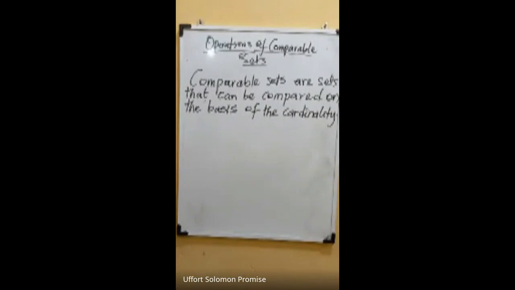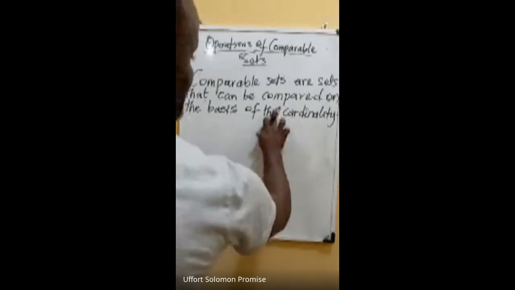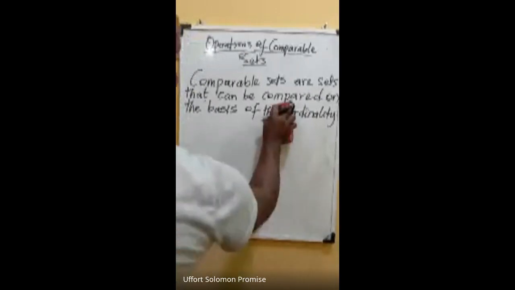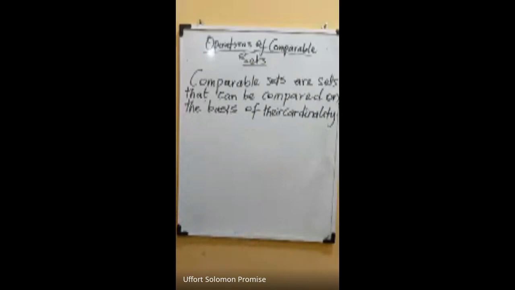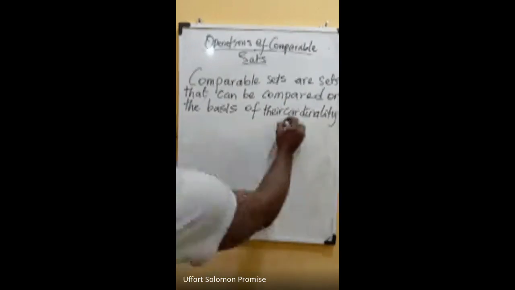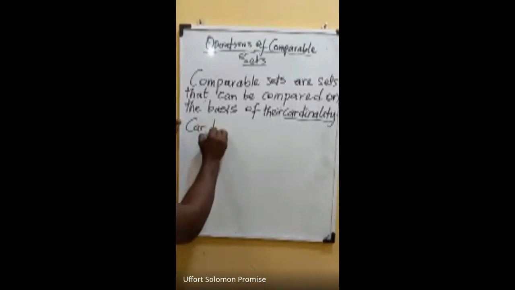Comparable sets are sets that can be compared on the basis of their cardinality. That is what comparable means. So the question now is, what is cardinality? Let me explain that.